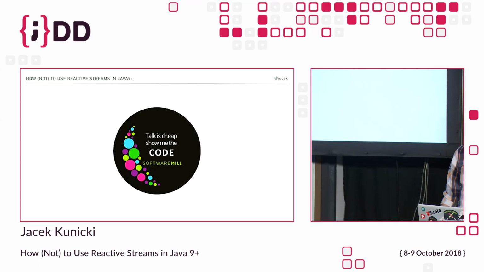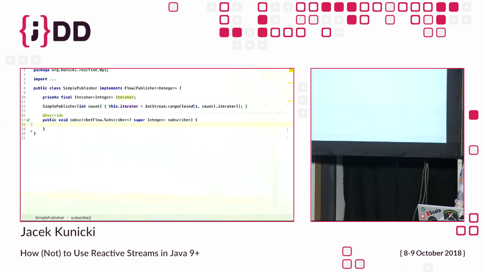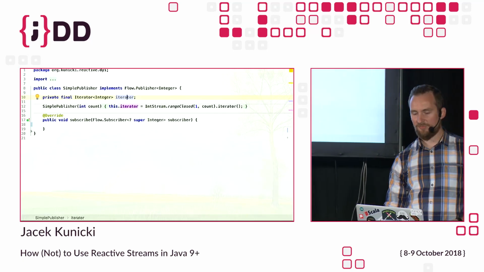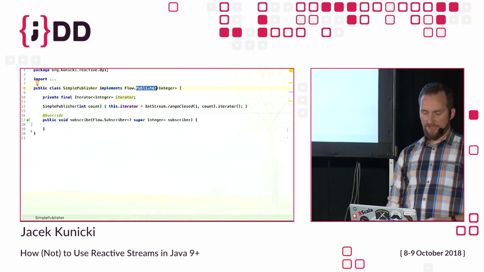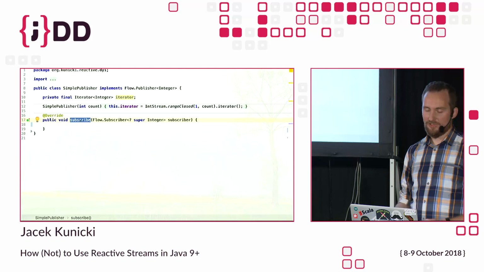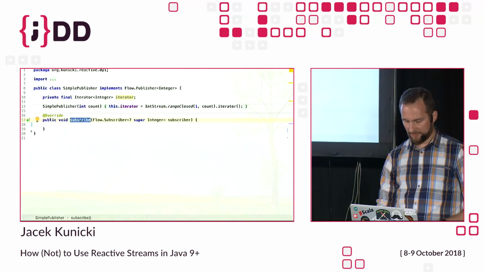What we would try to do now is to implement a simple publisher. That is, it is going to hold an iterator of integers, and it's going to accept subscribers and then emit the data to subscribers. So since we implement the publisher interface, it exposes a single method that we need to implement, to write code ourselves, which is called subscribe.